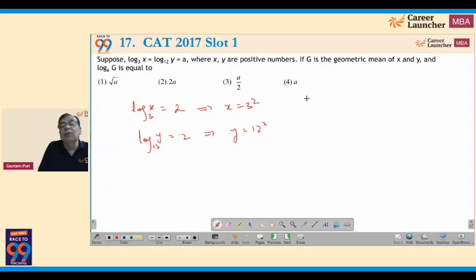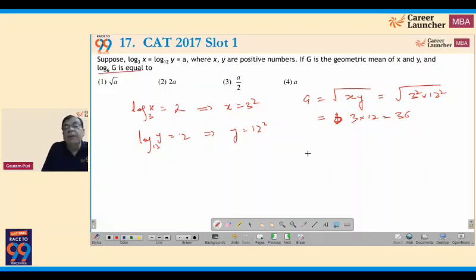G is the geometric mean of x and y. So what is G going to be? Under root xy is the geometric mean, which is equal to under root of 3 into 6, 3 into 12, which is 36. So we want to find log of G base 6. What is log of G base 6? 36 is nothing but 6 square, so it is equal to 2.